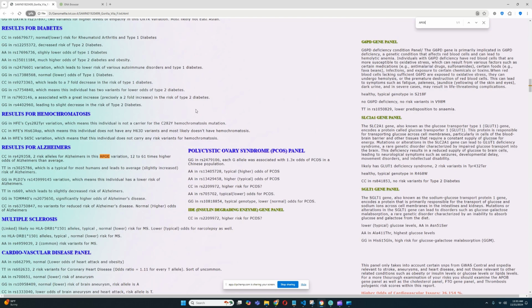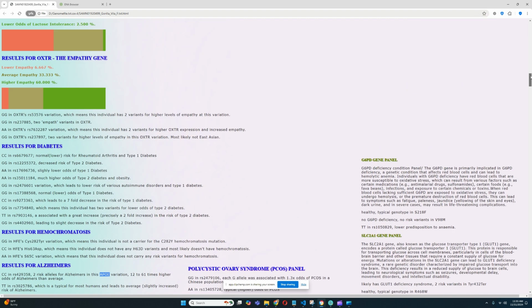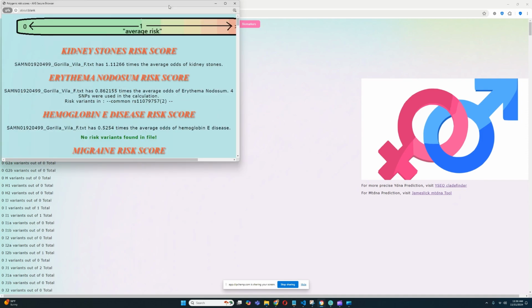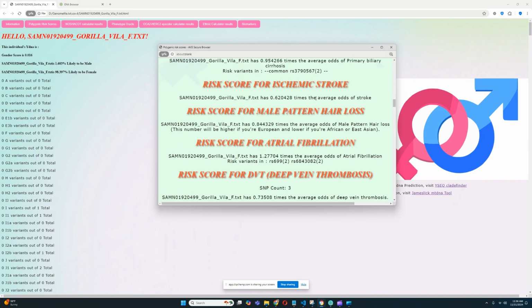APOE. Yeah, so she's got two risk alleles for Alzheimer's in this APOE variation, which leads to 12 to 61 times higher odds of Alzheimer's. So they all carry this genotype here for Alzheimer's that leads to higher odds of Alzheimer's. Yeah, that's why they score that. That's why they all score that. All right, let's scroll past all that.